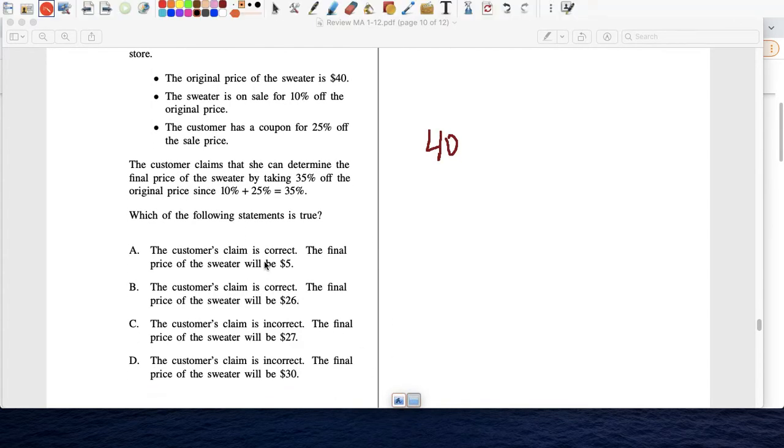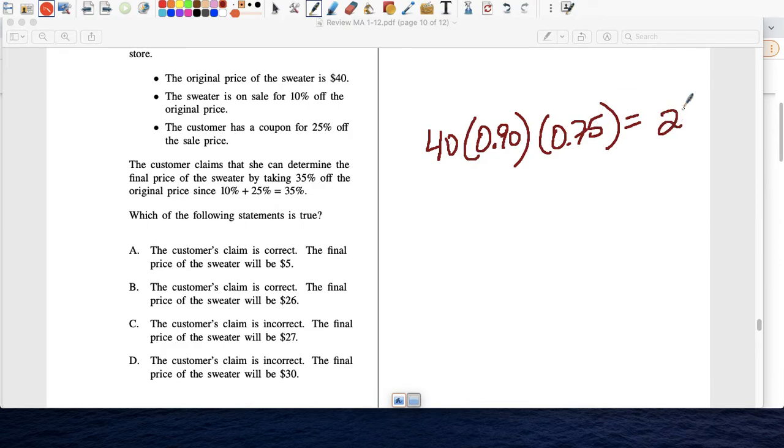So, the customer claim is correct, the final price of the sweater will be $5. What? I don't think so. Customer claim is correct, the final price will be 26. Customer claim is incorrect, the final price will be 27. The customer claim is incorrect. Well, let's see what happens. We do it the way we did it. After the first discount, we have to pay for 90% of the sweater, correct? And after the second discount, we pay for 75% of the new value. So 40 times 0.9 times 0.75. That's going to take us to $27.